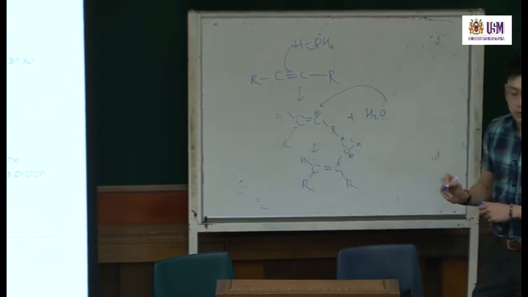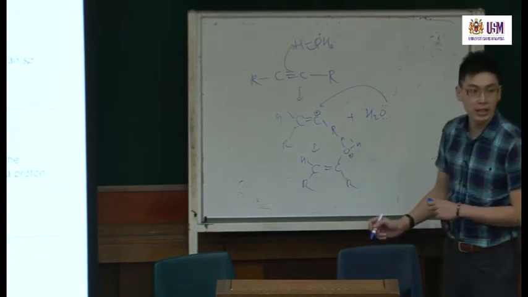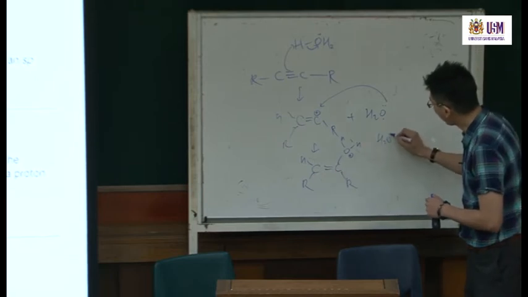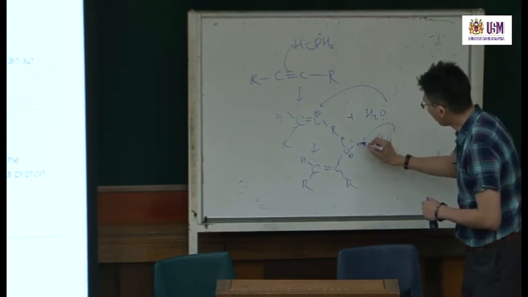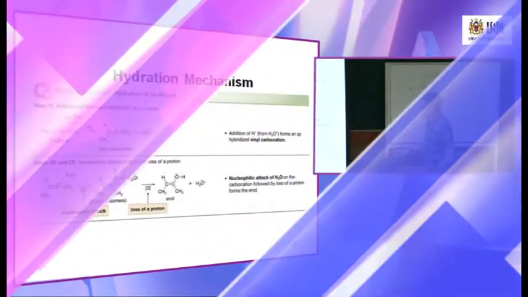Okay, then you want to generate an enol form, double bond on OH. Then what to do? Use another water, because it's another water molecule, to attack the H here. Then you get the OH. Okay, this is the step.